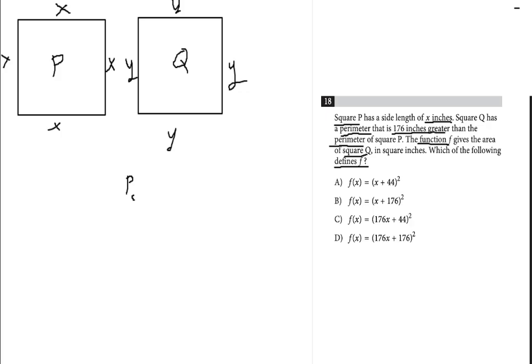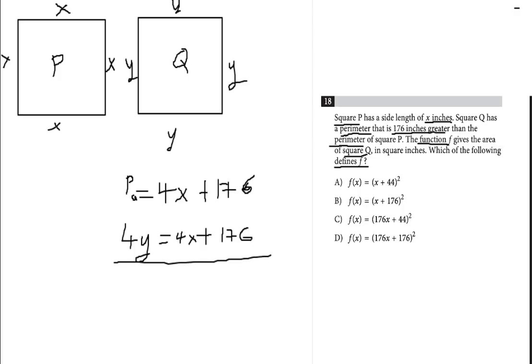Okay, so now I'm going to write that the perimeter of square Q is equal to 4x plus 176. I have 4x as the perimeter of square P, which is equal to all its sides added up to each other. So the square has all equal sides. It's 4 times the same number. So now we have 4y is equal to 4x plus 176, as the perimeter of square Q is equal to all its sides added up to each other, and because they all are the same number, it's 4 times itself. So the perimeter of square Q is equal to 4y.